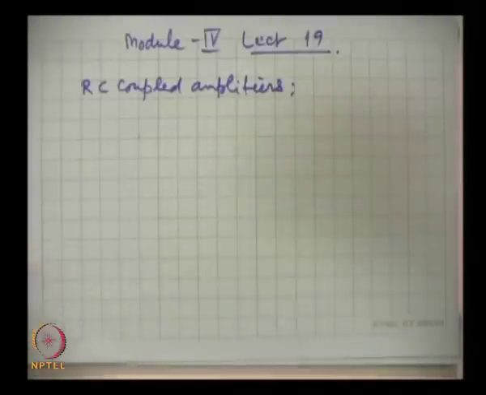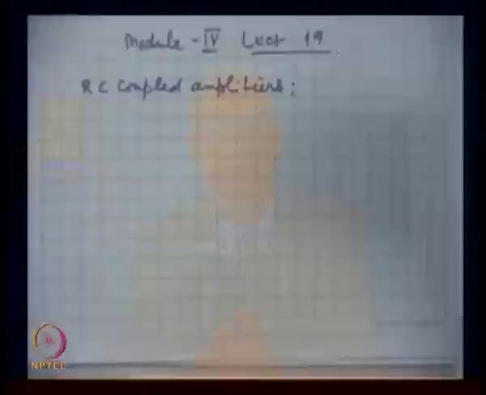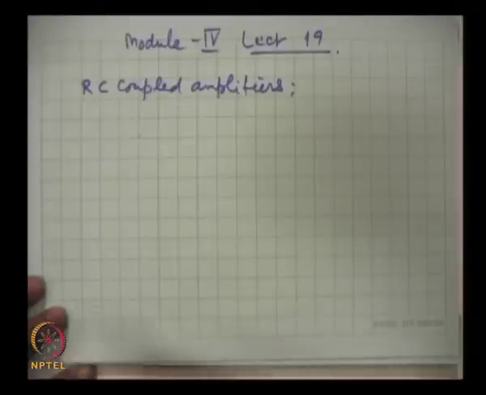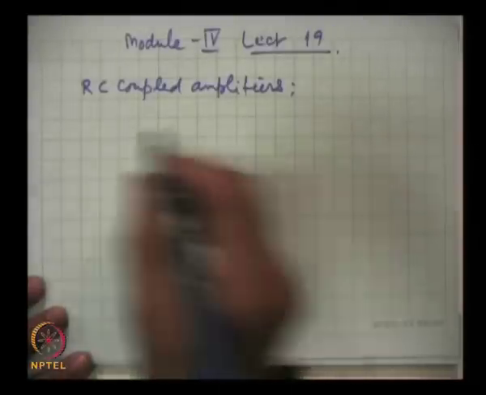R stands for resistance and C stands for capacitance. Resistance is present already in the circuit and no external resistance is required, but a capacitor is used for coupling. How? Let us see. I am drawing an RC coupled CE amplifier.